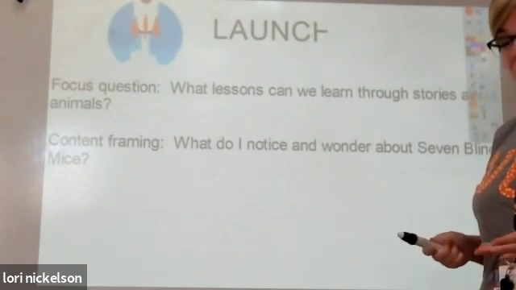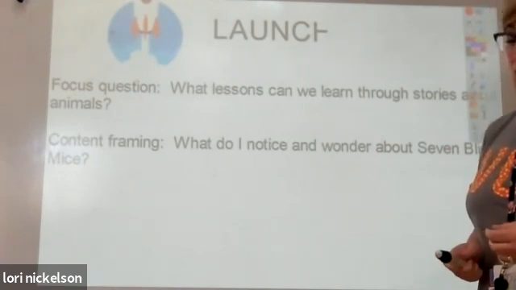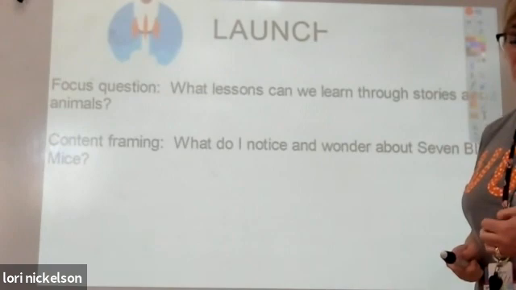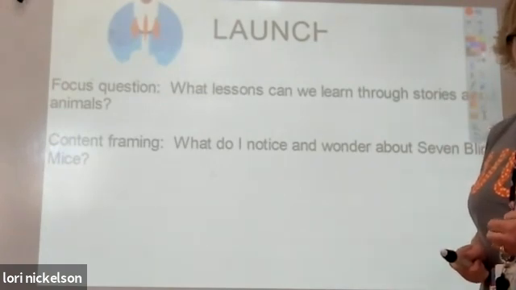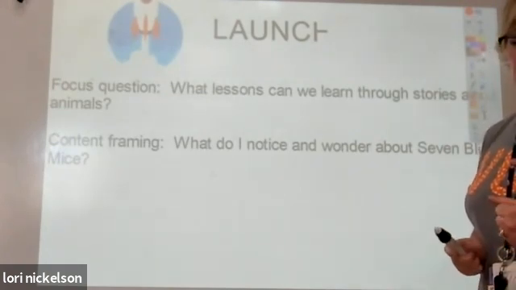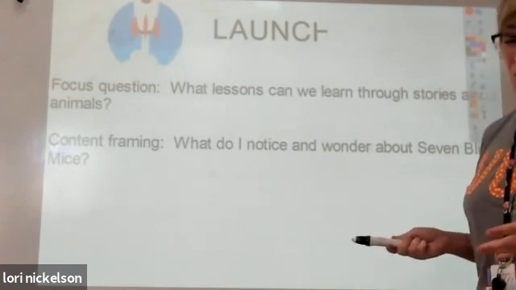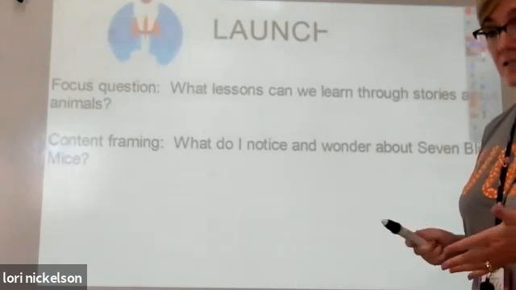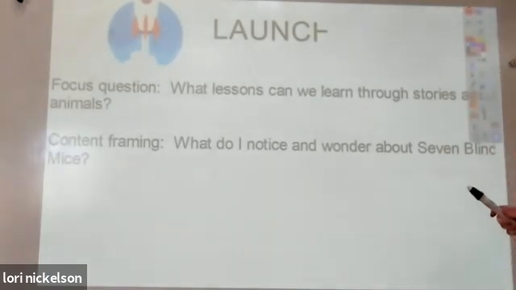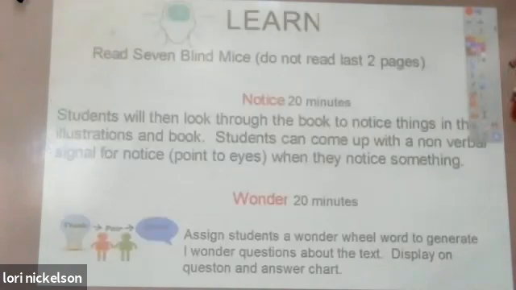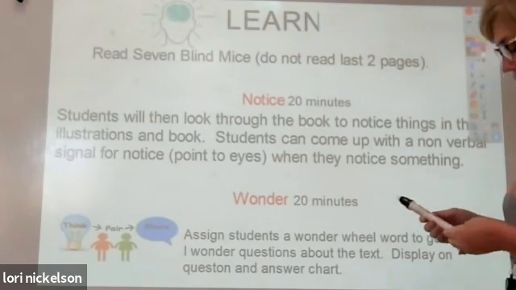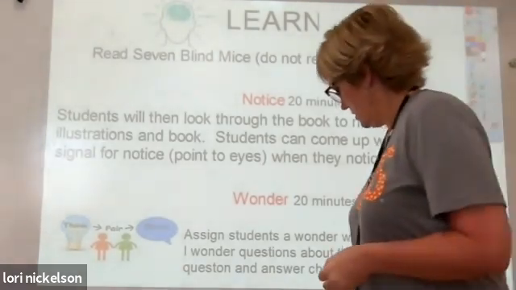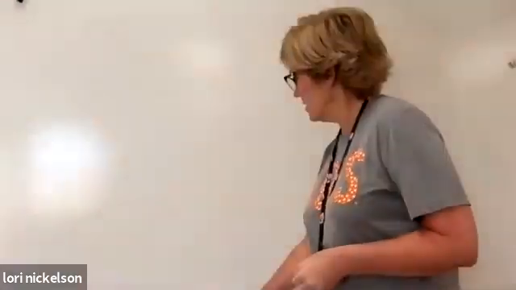He was busy playing. And then if we look at the hare and the tortoise, the hare was making fun of the tortoise for being so slow. And they had a race, and guess who won the race? The tortoise, because he was very steady at the race. So let's move on. And I am going to read Seven Blind Mice to you. So let's pause this here.